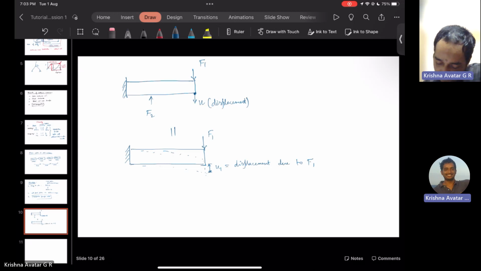Plus, you can just start afresh, have the same cantilever beam problem, and apply the load F2 at its corresponding position. This will lead to it deforming in a slightly different way. It will deflect upwards. And this one is U2. U2 is the displacement due to F2.